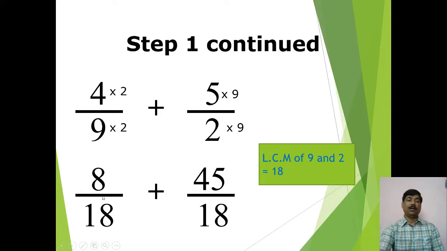So now you have to divide this LCM by the denominator of the first fraction. The quotient will be 2. You have to multiply the numerator by 2 and the denominator by 2. In this way, there will be a fraction 8 upon 18. Similarly, in the fraction 5 upon 2, the LCM is divided by 2, the quotient will be 9. The numerator and denominator of this fraction are multiplied by the same number 9. In this way, we get a fraction 45 upon 18. Now these fractions became like fractions, so we will add them directly.